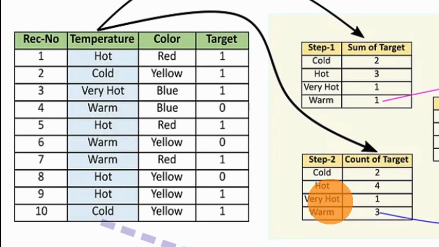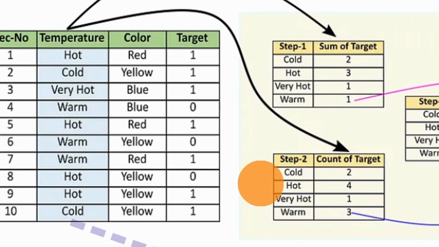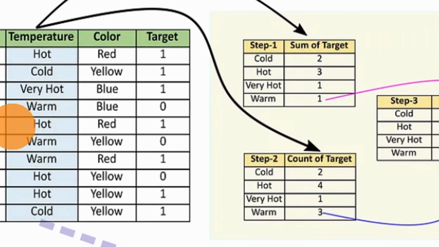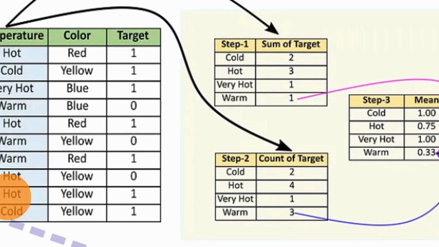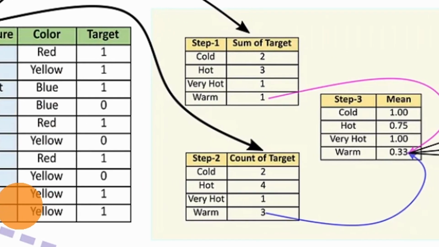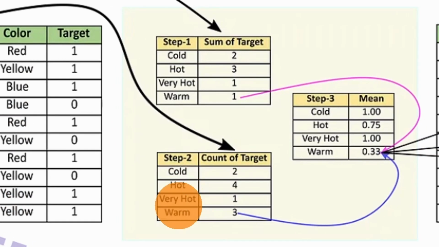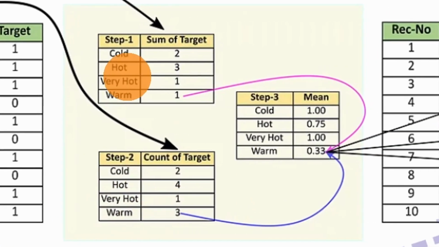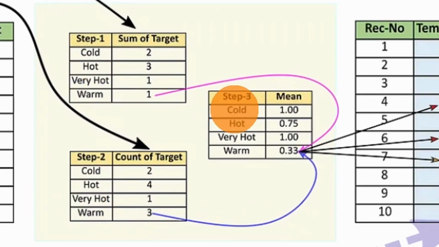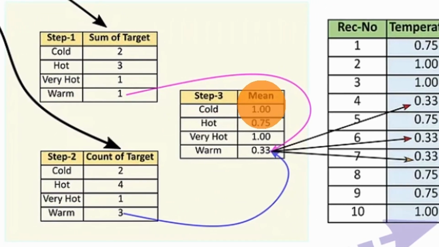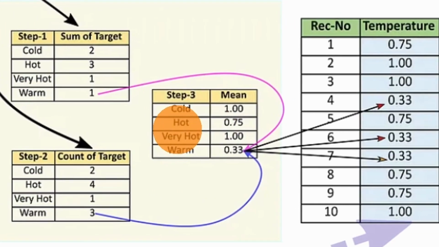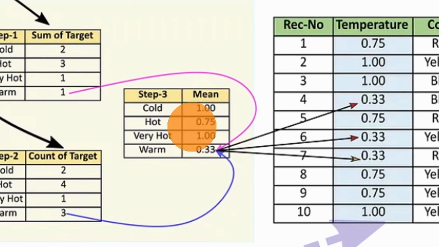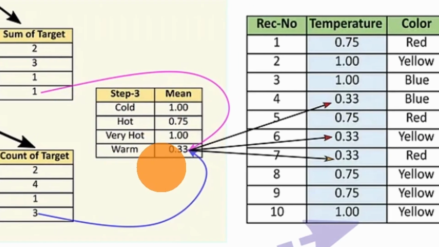We also take the count of the target. So if you see, cold has 2, here 1, and here 1. So there are 2 cold. Hot has 4, very hot 1, warm has 3. Now we take the mean for each of them. So cold will be 2 divided by 2, which is 1. Hot will be 3 divided by 4, which is 0.75, and so on.